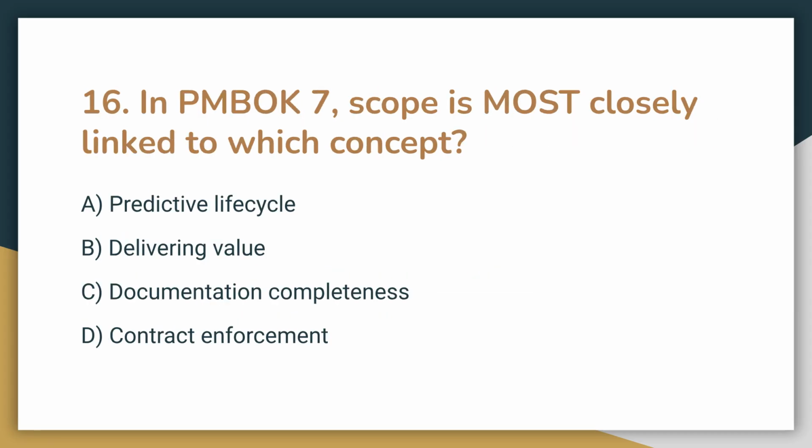Question 16. In PMBOK 7, scope is most closely linked to which concept? A. Predictive lifecycle. B. Delivering value. C. Documentation completeness. Or D. Contract enforcement. The correct answer is B. PMBOK 7 emphasizes delivering value and outcomes, which is closely tied to defining and managing scope.